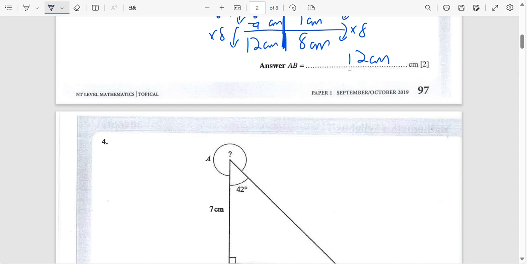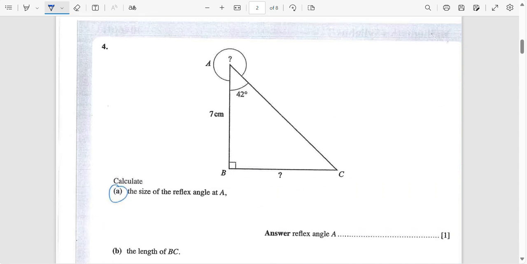Right, let's look at this triangle. Okay, you're asked to find the reflex angle. So they already drew the angle you want to find, and you are given that this is 42. So you need to know that the angles at a point add up to 360 degrees. So to find the reflex angle, you take 360 degrees minus 42, and you get 318.